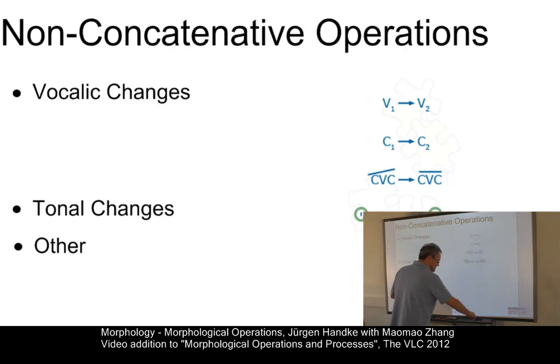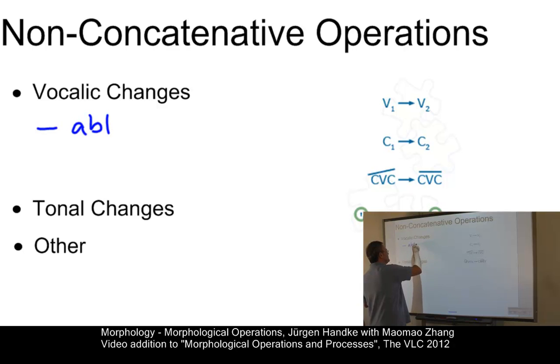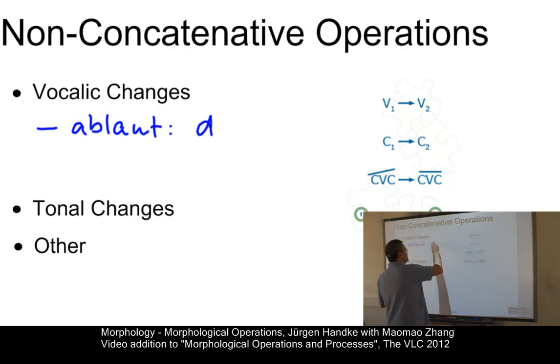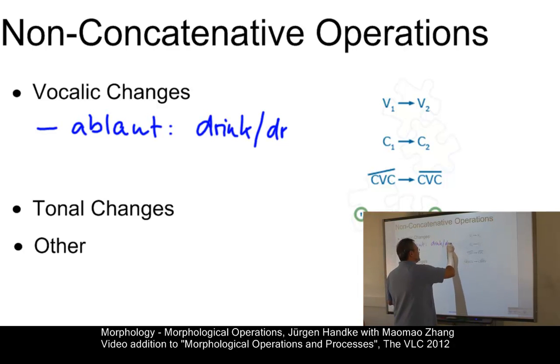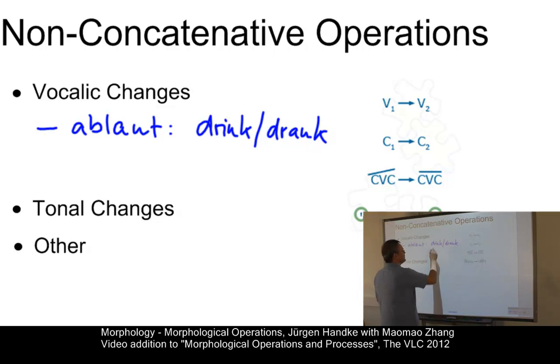Let's first of all look at vocalic changes. Now, vocalic changes are well known. This is an important type of base modification where the vowel of the base is changed. Often this is referred to as vowel alternation. Two types of vowel change can be found in present-day English or in other languages. The first one is the so-called ablaut, where the vowel of the base form is changed. In English, we have verbs like drink, and the past tense form is drank. Now, this is a typical vocalic change where the I is changed into A. By the way, the same can be used for German, where we have ich trinke, I drink, versus ich trank. So this is an ablaut.